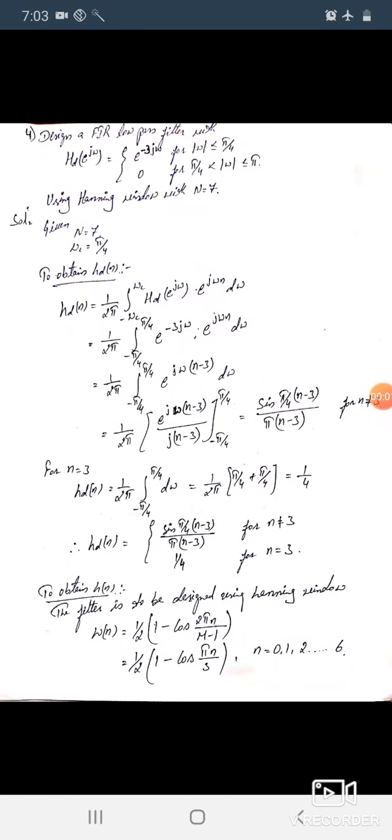Here is the next problem. In this we are going to use a Hanning window. In the previous problem we used a Hamming window. Here we are going to use a Hanning window.